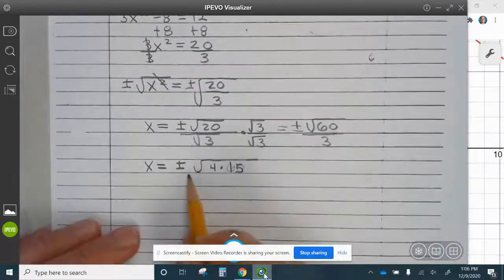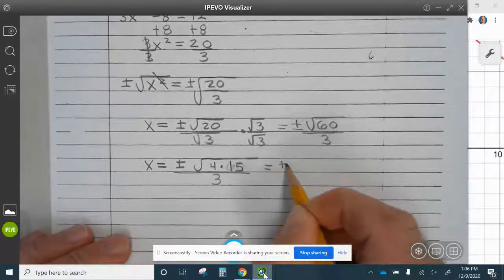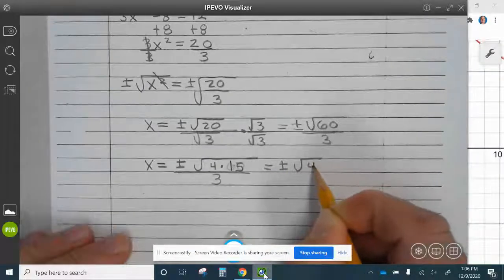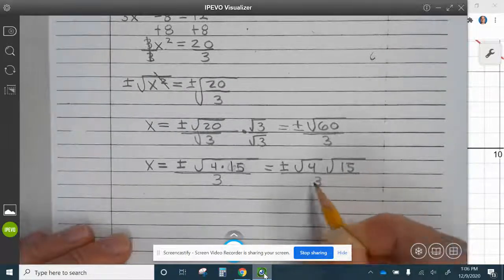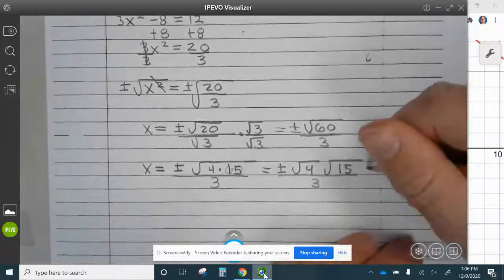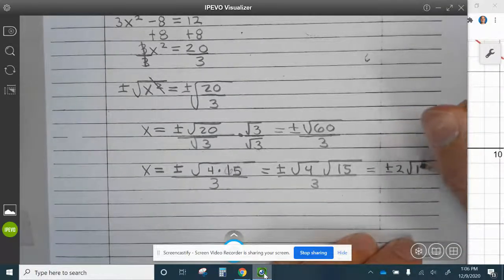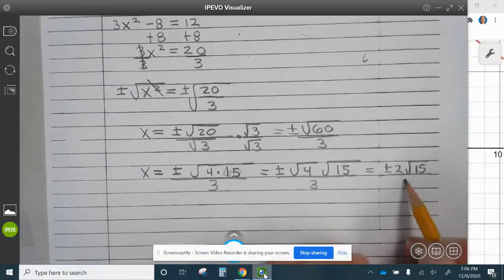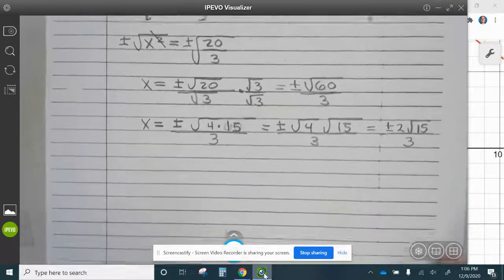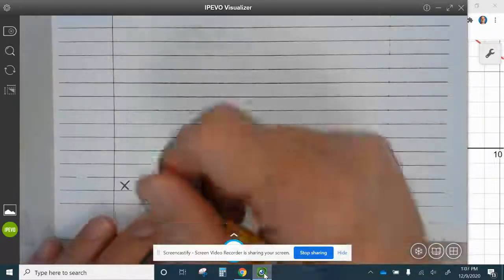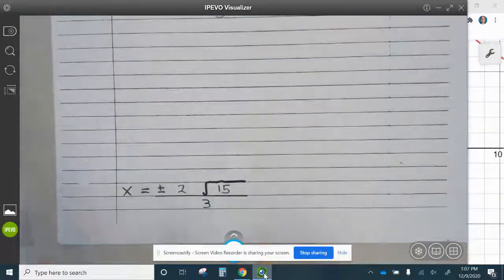Divided by 3. Well, you can write that as plus or minus the square root of 4 times the square root of 15 divided by 3. Well, the square root of 4 is 2, so this is plus or minus 2 times the square root of 15 divided by 3. So we would say that x equals plus or minus 2 times the square root of 15 divided by 3.